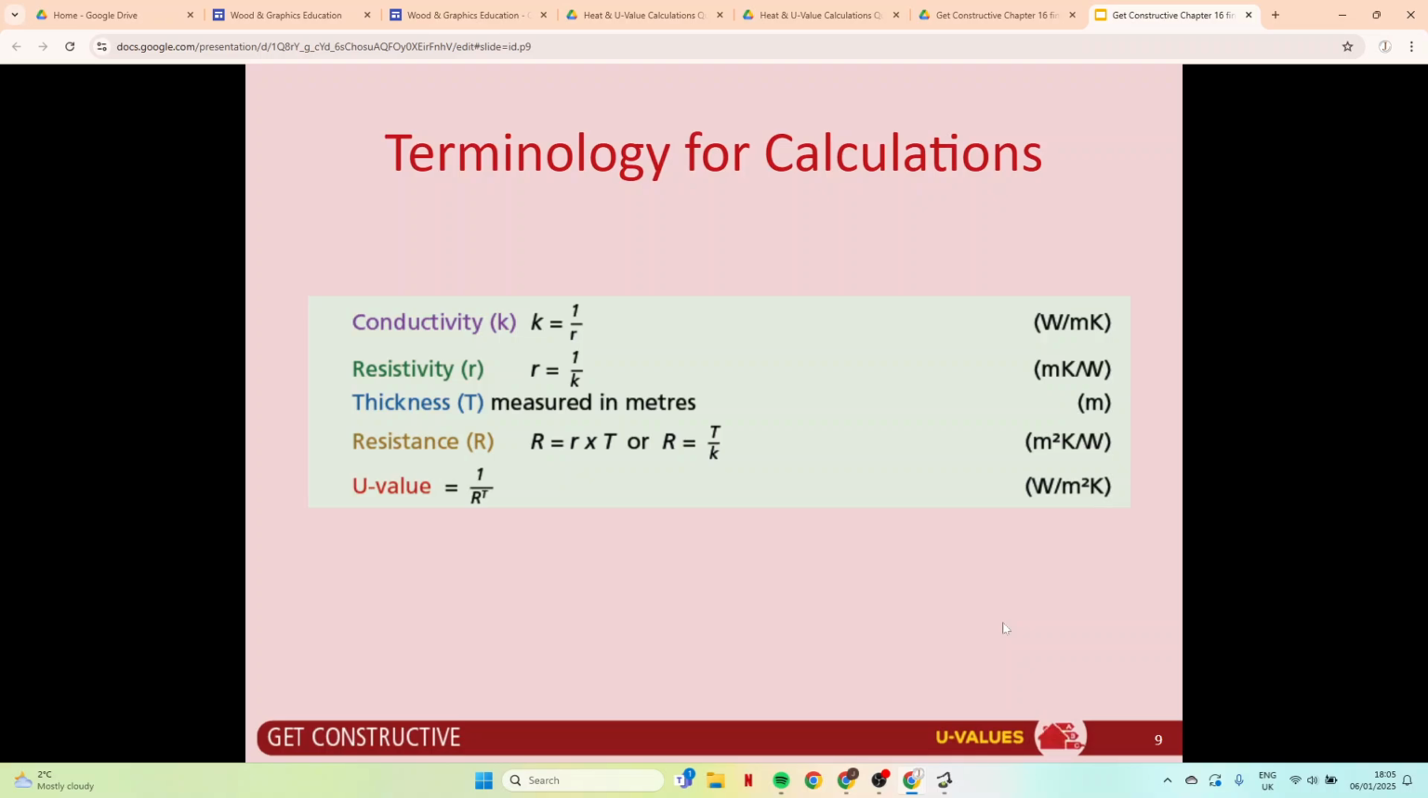Again, this depends on if they've given us the conductivity or resistivity. We only need one or the other. We don't necessarily need both. Thickness is measured in meters. Again, we're going to have to convert from any other units like millimeters to meters.